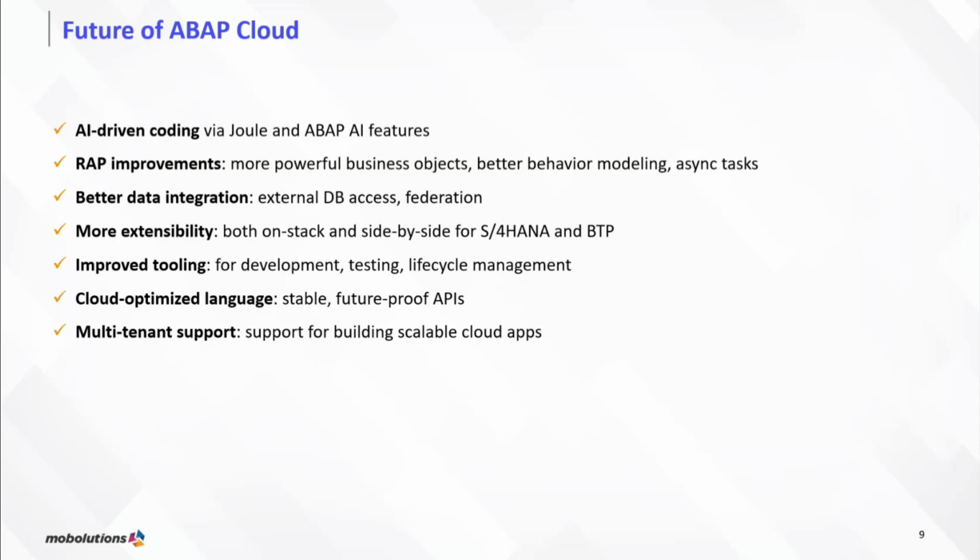Data integration will become easier with support for external databases and federation, enabling seamless access to multiple data sources. Extensibility will also improve, allowing both on-stack and side-by-side extensions for S/4HANA and BTP environments. Development will be smoother thanks to improved tooling for coding, testing, and lifecycle management, while the ABAP language itself will continue to be cloud-optimized with stable, future-proof APIs. Finally, multi-tenant support will enable developers to build scalable, cloud-ready applications that can grow with business needs.